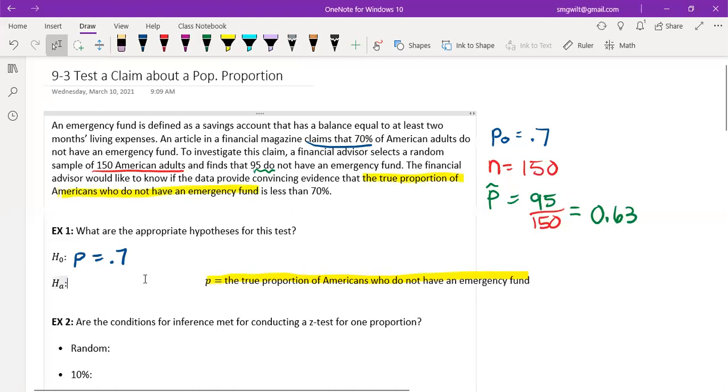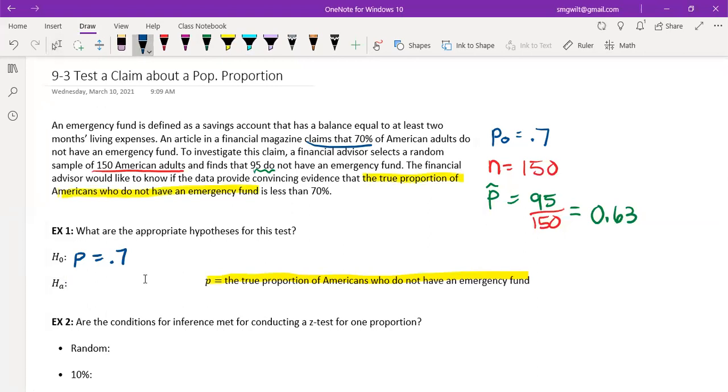Okay, so that is our population proportion. Remember that an alternative hypothesis has to do with what they're claiming. So they're claiming that this is less than 70%. So we're going to be claiming that the true proportion is actually less than 0.7. Remember that the null hypothesis is always equal. The alternative hypothesis is given in the problem.